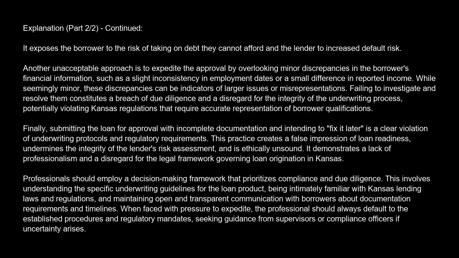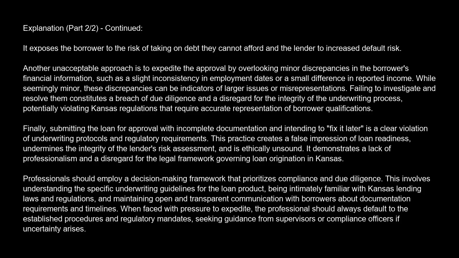Another unacceptable approach is to expedite the approval by overlooking minor discrepancies in the borrower's financial information, such as a slight inconsistency in employment dates or a small difference in reported income. While seemingly minor, these discrepancies can be indicators of larger issues or misrepresentations. Failing to investigate and resolve them constitutes a breach of due diligence and a disregard for the integrity of the underwriting process, potentially violating Kansas regulations that require accurate representation of borrower qualifications.